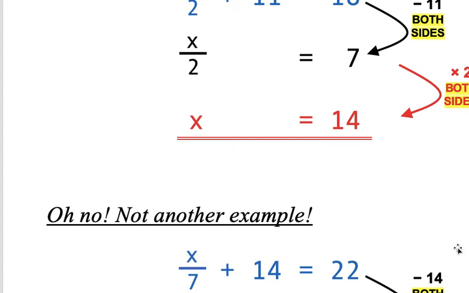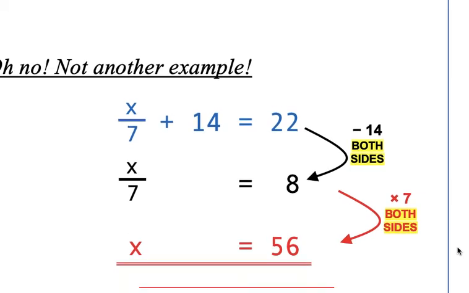Pause the video, try and do that on your own. Okay, so I hope you've done that. So first step is take away 14 from both sides, and that's to get the x bit on its own. So taking away 14 from both sides, x over 7 is equal to 8. But I want to know what a whole x is, so I need to multiply everything by 7 to get a whole x. So multiplying everything by 7, both sides, we get a whole x is equal to 56.